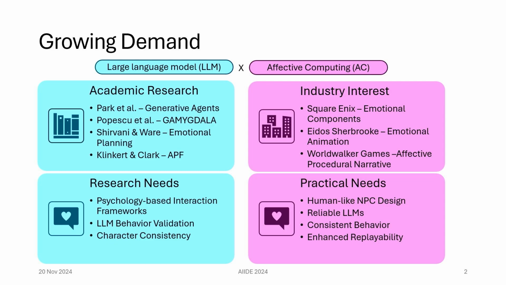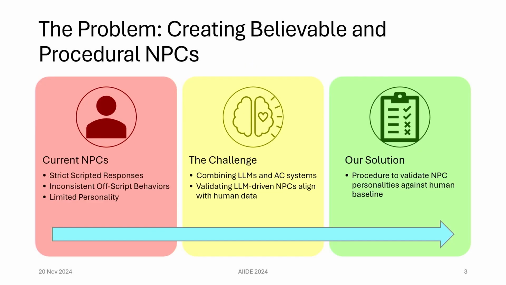Another field that I've been looking into is affective computing, which utilizes psychological models to help influence your character design. Typically, this is a very rigid and structured representation, but it can be utilized with a lot of historical backing from psychology. And we can see, both on the academic side as well as in industry, it's already utilizing some form of affective computing. So this was the problem that I focused in on: how do we create believable procedural NPCs, looking at large language models and affective computing?